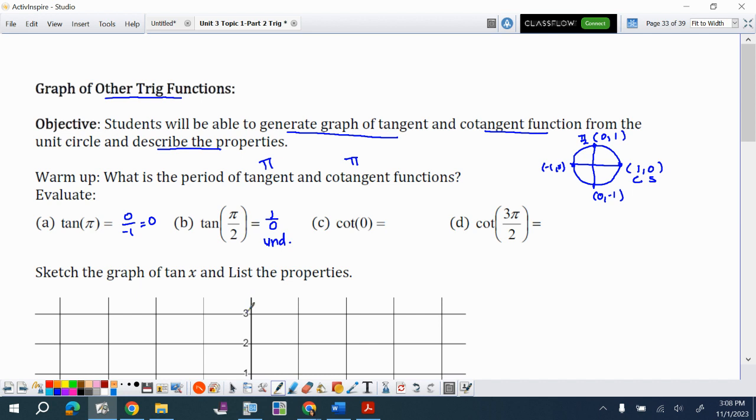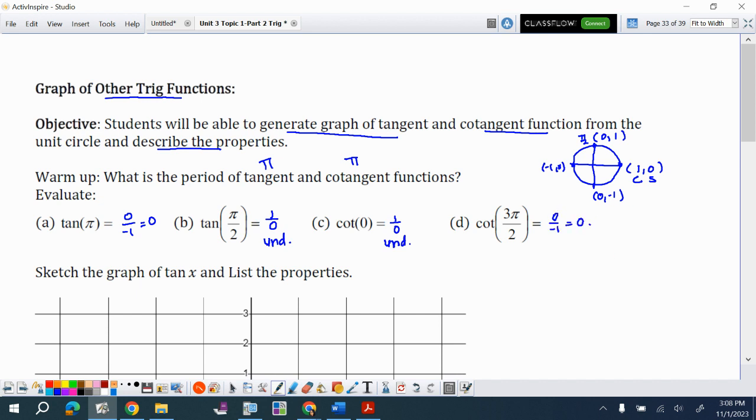How do we show undefined on the graph? We are going to see in a minute. Cotangent of 0: cotangent is x over y, so that is also 1 over 0, and cotangent is going to be undefined. At 3 pi over 2, it is 0 divided by negative 1, which is 0.